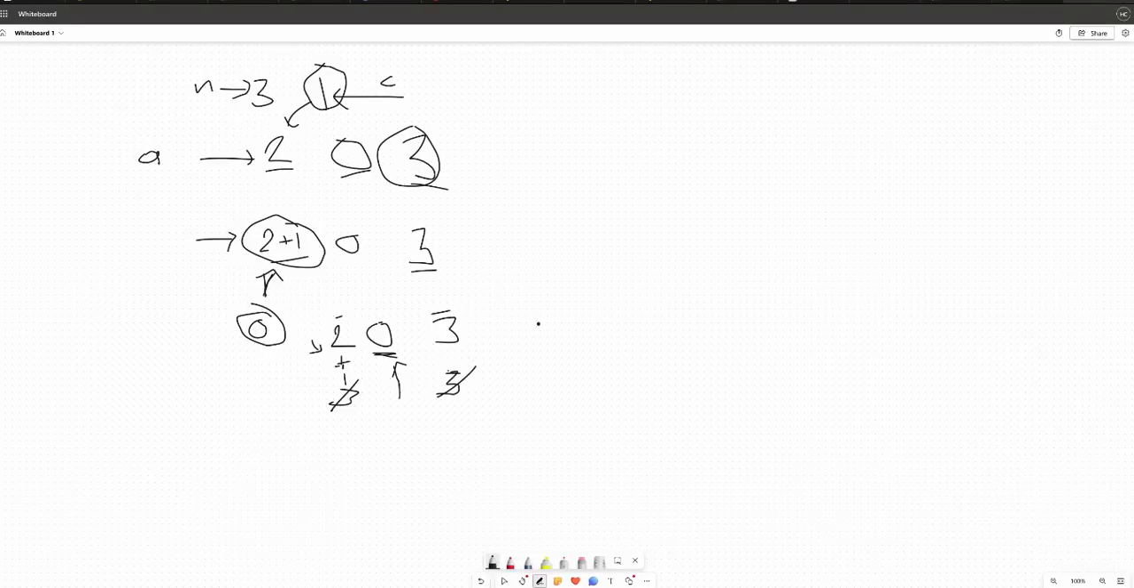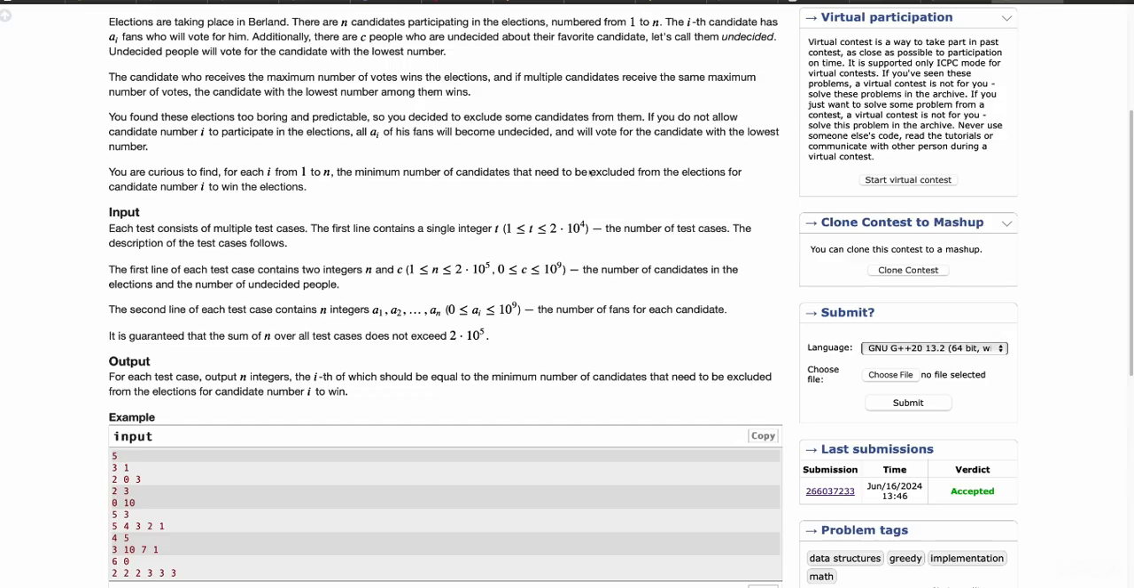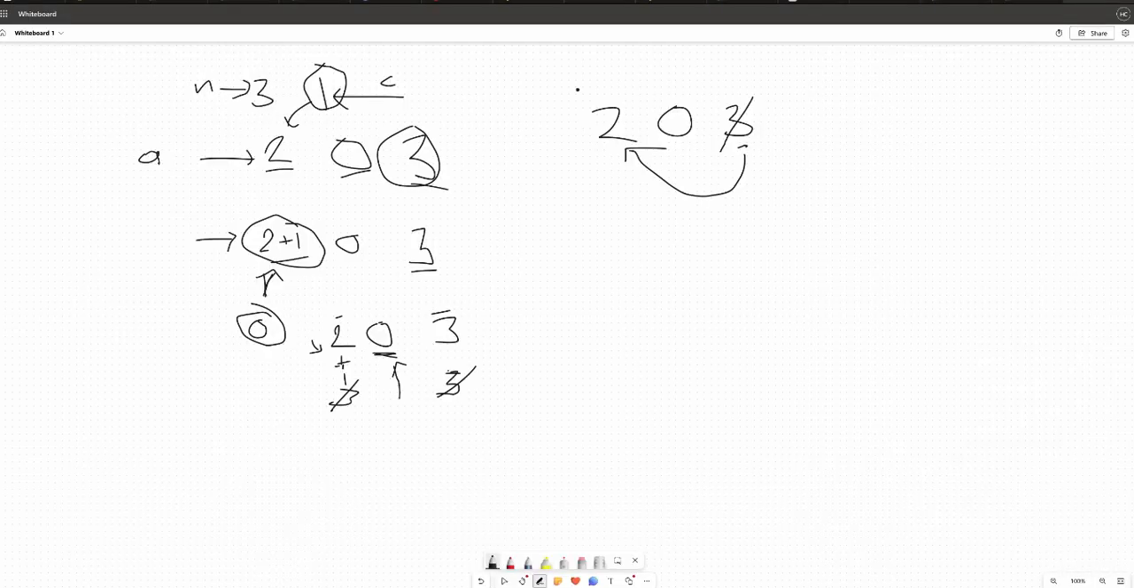Suppose I delete candidate 3, okay, we have 2, 0, 3. We delete candidate 3, then these 3 guys who are voting for him will vote for the first candidate, the guy with the lowest number. All of them will vote for the candidate with the lowest number, as they will become undecided. So this guy will gain the votes of this guy. So this will now become 5 and this will become 0, and eventually we'll have to delete 5.